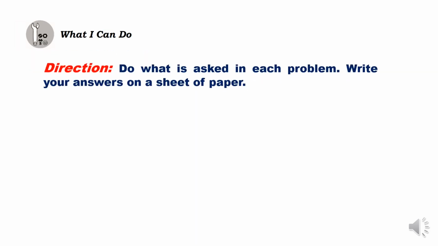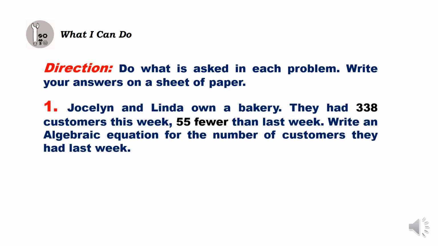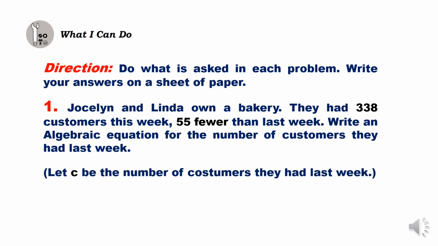Do what is asked in each problem. Write your answers on a sheet of paper. Number 1. Jocelyn and Linda own a bakery. They had 338 customers this week, 55 fewer than last week. Write an algebraic equation for the number of customers they had last week. Let C be the number of customers they had last week. So that is C minus 55 equals 338.